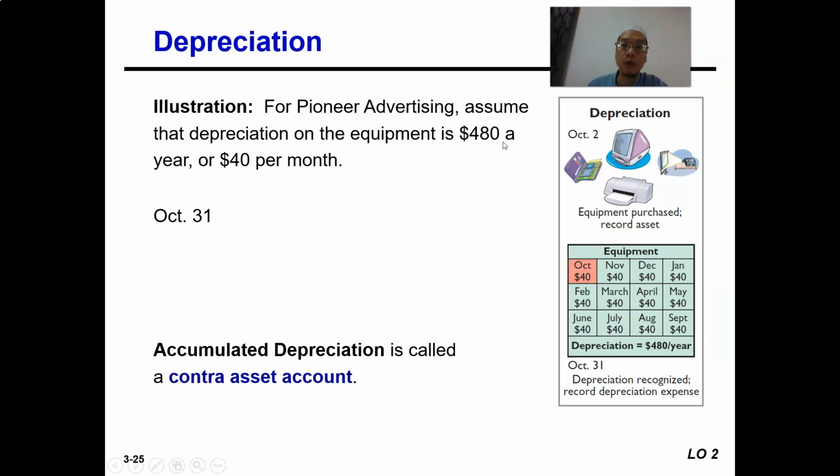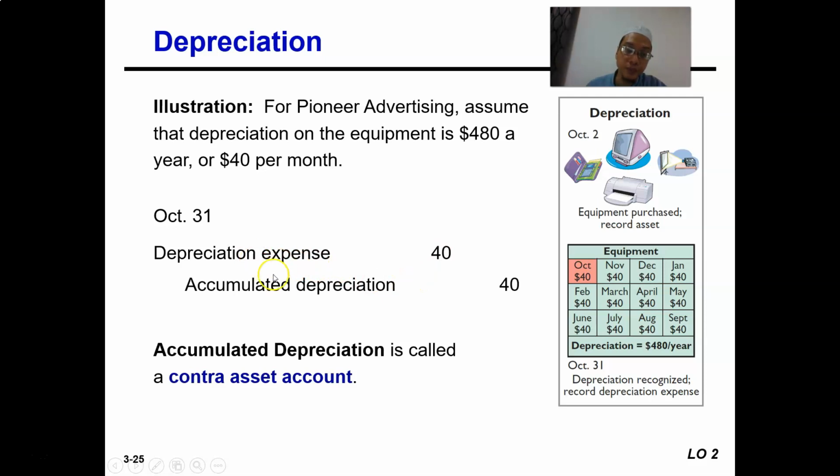Therefore, if we go on a monthly basis, it will be 40, which is 1/12 of 480. Therefore, the recording is that depreciation expense. Okay, we record a depreciation expense. We have consumed the equipment for 1 month. Therefore, the consumption is called expense. It's called depreciation expense, and that is for 1 month. Therefore, it's $40 debit.